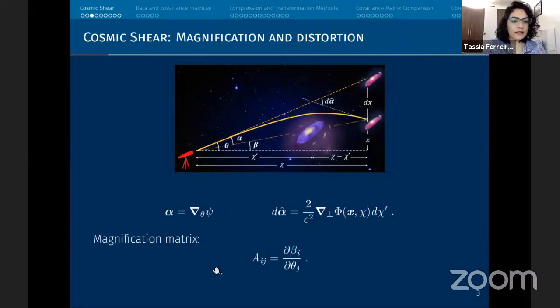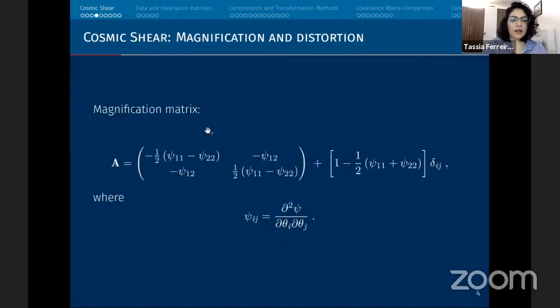Okay, and finally, we have the magnification matrix, which is given by this A here, which is the partial derivative of beta with respect to the angle theta. And as we see in the drawing, the angle beta is equal to theta minus alpha. So we take the derivative of that. And I have made some changes to the magnification matrix. Of course, I will have to expand it. There are a few steps in between.